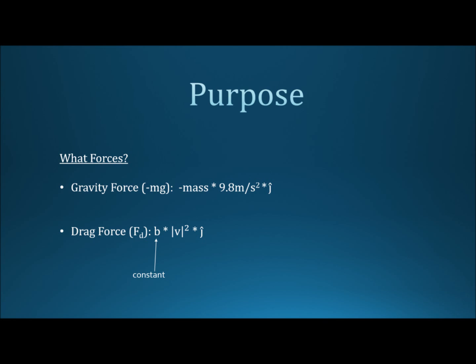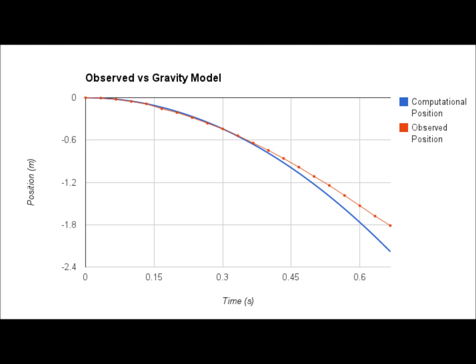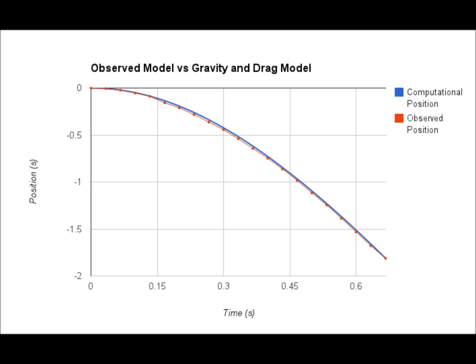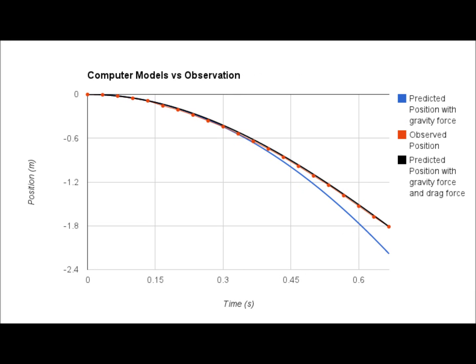To demonstrate the observed motion of the paper falling, two computational models were constructed. One included only the effect of gravity, and the other was based on the effect of gravity and the effect of drag force. Both the models use Newton's second law, or the momentum principle, as a basis for the results. After comparing all the data, the model utilizing the gravity and the drag force best fit the observed motion of the falling paper.